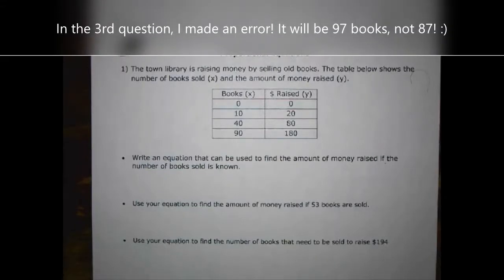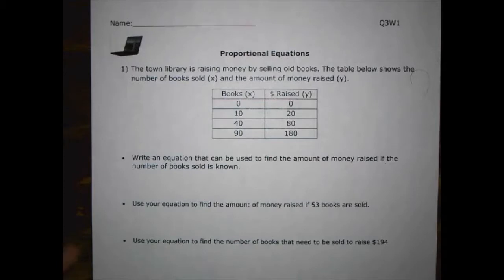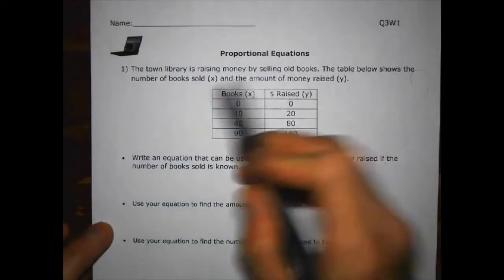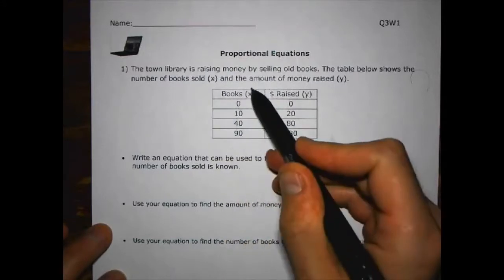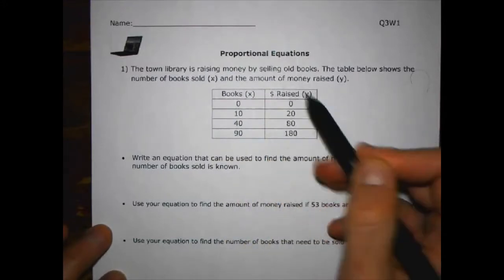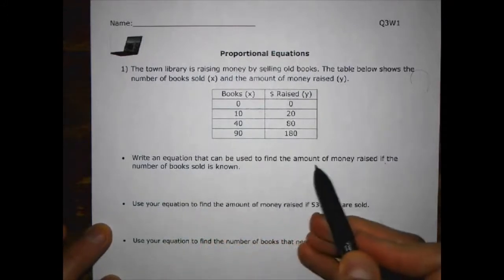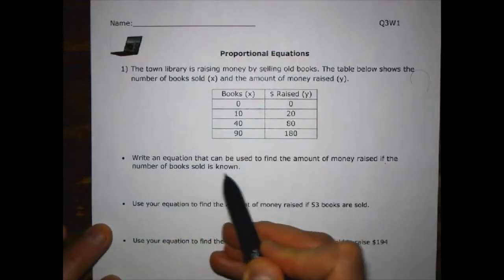Welcome to Proportional Equations. Let's start out with a problem. The town library is raising money by selling old books. The table shows the number of books sold, the x, and the amount of money raised, the y. And our job is to write an equation that can be used to find the amount of money raised if the number of books sold is known.